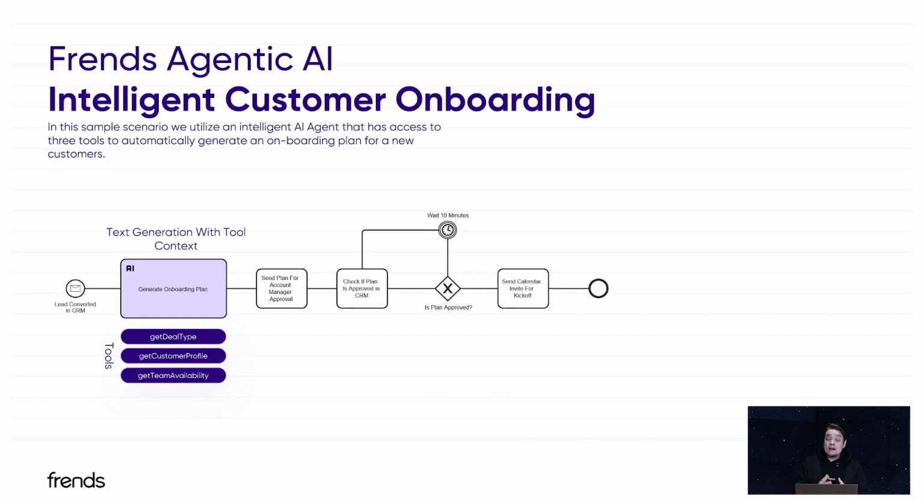client. And the AI is now able to use all of these 3 different tools simultaneously to craft a customized onboarding plan. And of course, what the iPaaS is then doing is simply approving the plan and sending out a calendar invite, for example, for the actual lead itself.